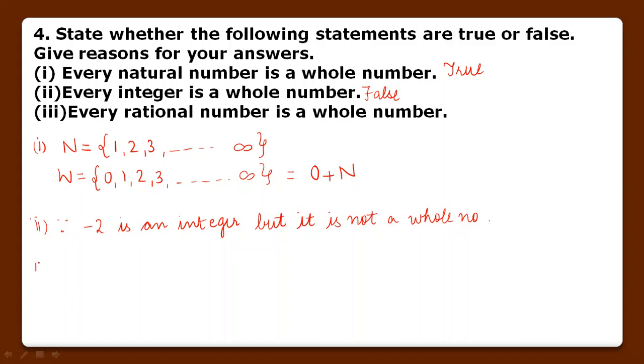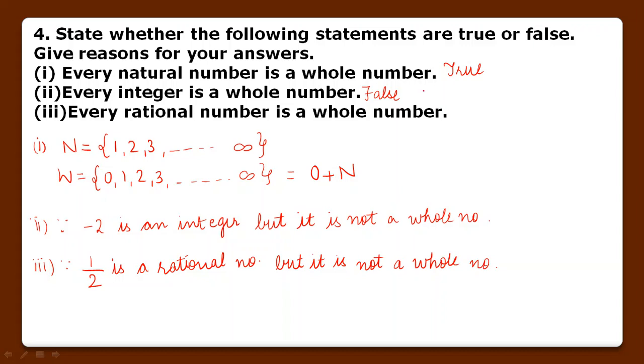Then comes third statement. Every rational number is a whole number. क्या whole number के सेट में सारे rational numbers हैं? Again no. We can write here since 1 upon 2 ये एक rational number है. But वही same line, it is not a whole number. So this statement again is false.